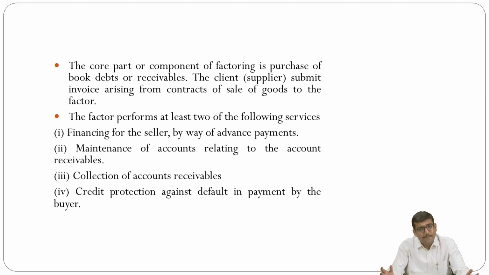The client, that is the supplier, submits the invoices arising from the contract of the sale of goods to the factor. The factor performs at least two of the following services. First, financing for the seller by way of advance payment. Then maintenance of accounts relating to the account receivables. Then collection of account receivables, and credit protection against default in payment by the buyer. So out of these four, a minimum of two services are required for factoring.